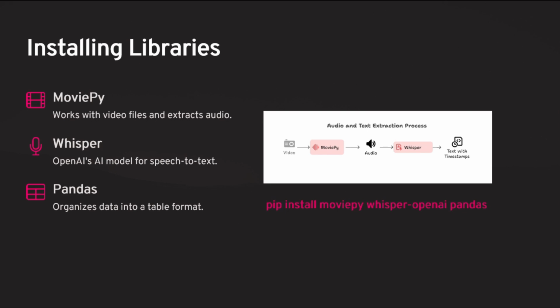Let me explain what each library does. MoviePy helps us work with video files and extract audio. Whisper is an OpenAI AI model that converts speech to text. And the third one, Pandas, helps us to organize our data into a table format called a data frame.